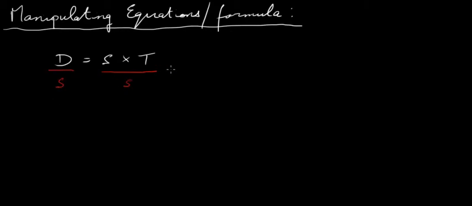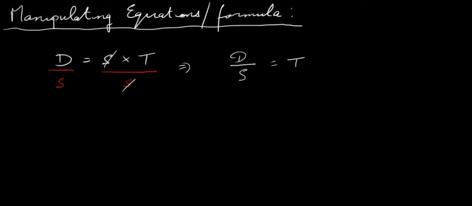And what we end up with then is just simply, well, this s here will divide into this s and we'll get 1. So on this side here we'll get t. I'll leave it on the right hand side. And on the left hand side you can see we just end up with d divided by s. So now we have a formula for time here. So time equals distance divided by speed. So that's a fairly straightforward example. Let's have a look at another one.